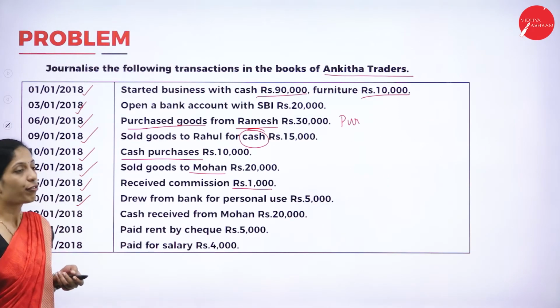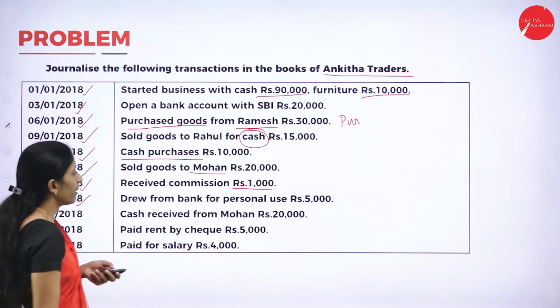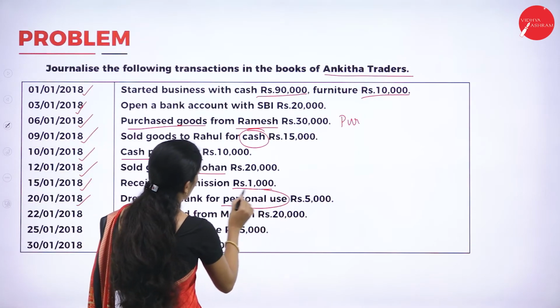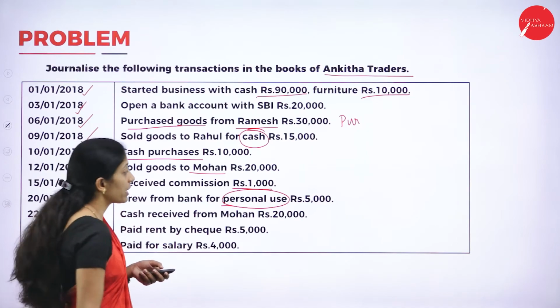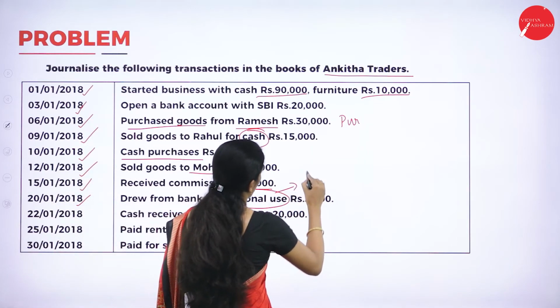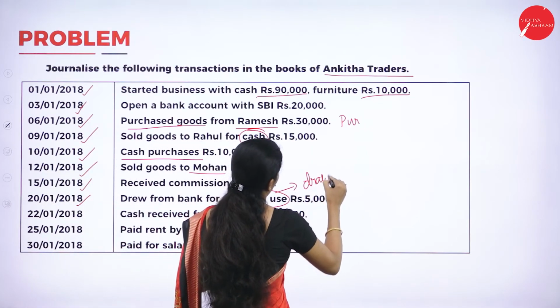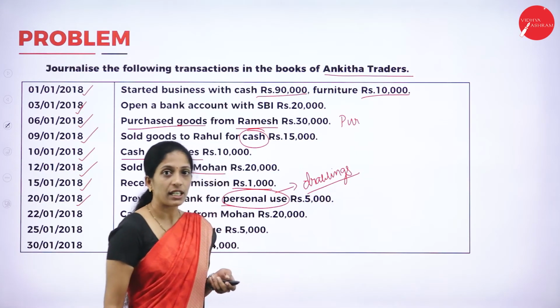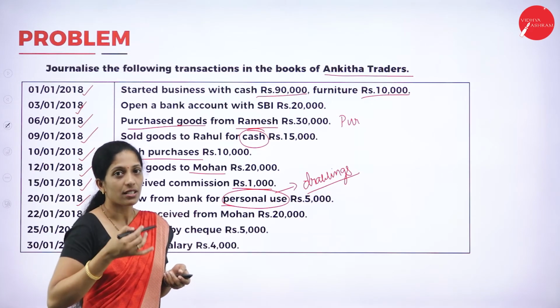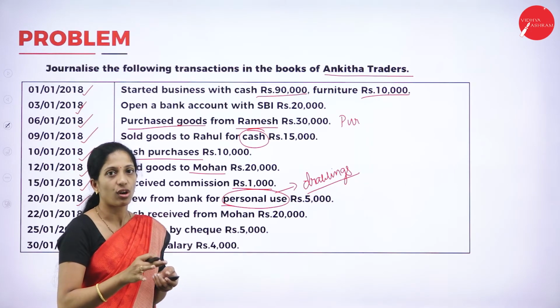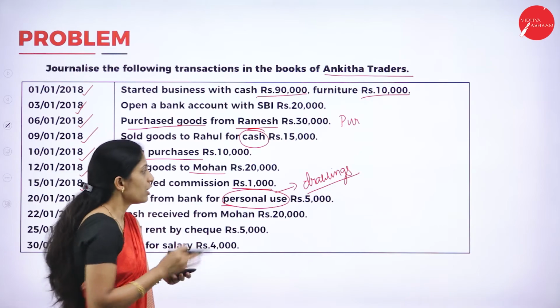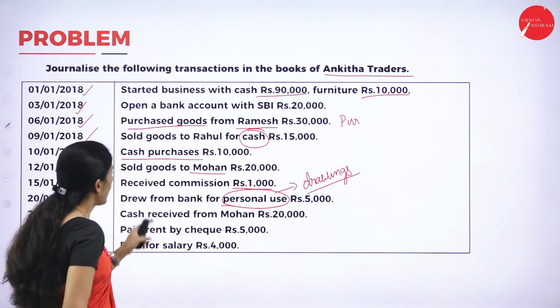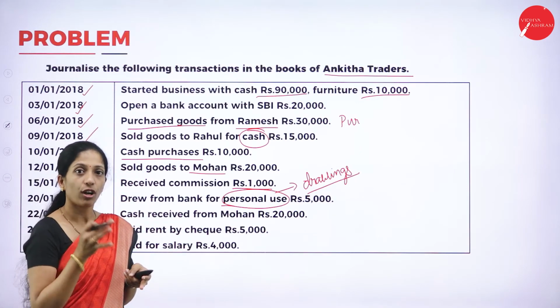20th/1/2018 drew from bank for personal use. Now whenever they withdraw money or goods for personal use, what is it called? It is called drawings. Okay, so we have already learned the owner can withdraw certain money or goods for his personal use from the business organization. So what is it called? Drawings.